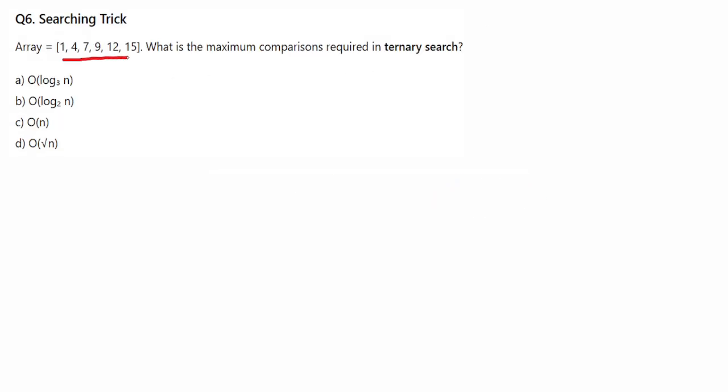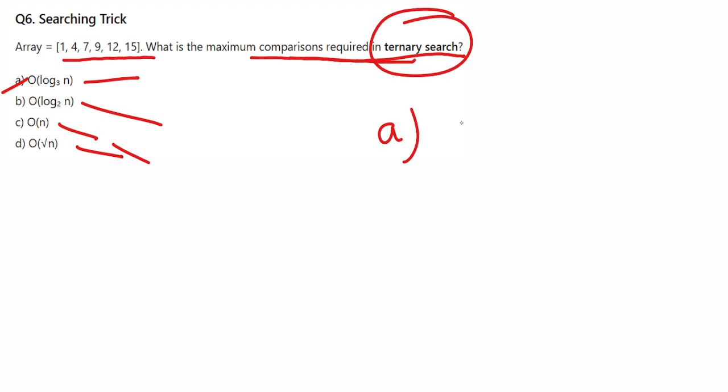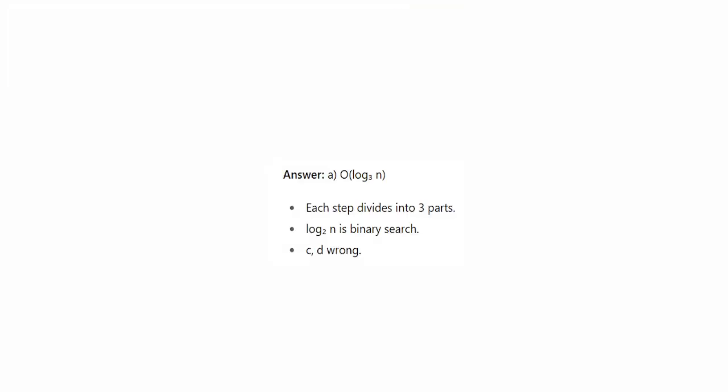Array 1 4 3 7 9 12 15, what is the maximum comparison required in ternary search? So the correct option here is option A, because each step divides into 3 parts, giving log base 3 of n. Option B gives binary search. Options C and D are wrong here. That's why only option A is the correct one. The maximum comparison required for ternary search is option A, big O of log base 3 n. Now move to the next question.